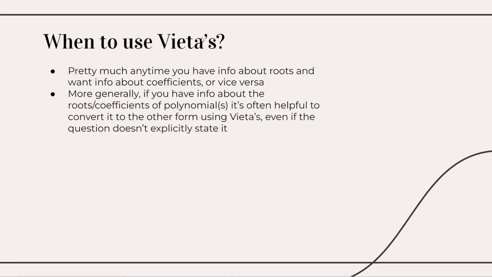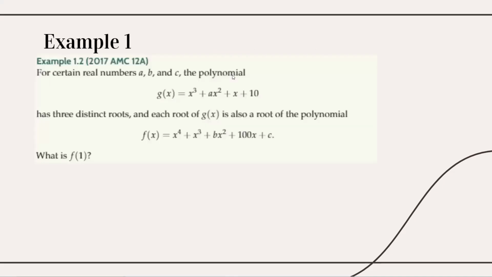So now let's see a few examples. This first one is from the AMC 12A 2017, right? If we read the question, for certain real numbers a, b, c, this polynomial g of x has 3 distinct roots, and each root of g of x is also a root of the polynomial f of x, and they're asking for f of 1.